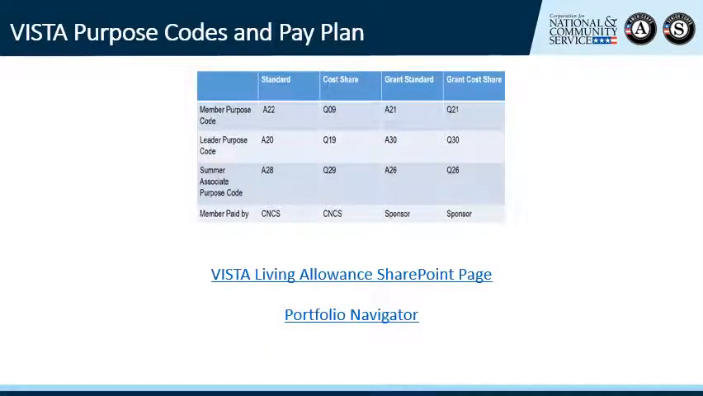As previously stated, the purpose code informs us how the VISTA will be paid. You can see the chart of purpose codes here on this page to choose the correct one. The pay plan is determined by a member's specific service site. You can use the VISTA Living Allowance SharePoint page or Portfolio Navigator for additional information and resources on how to determine the specific pay plan.